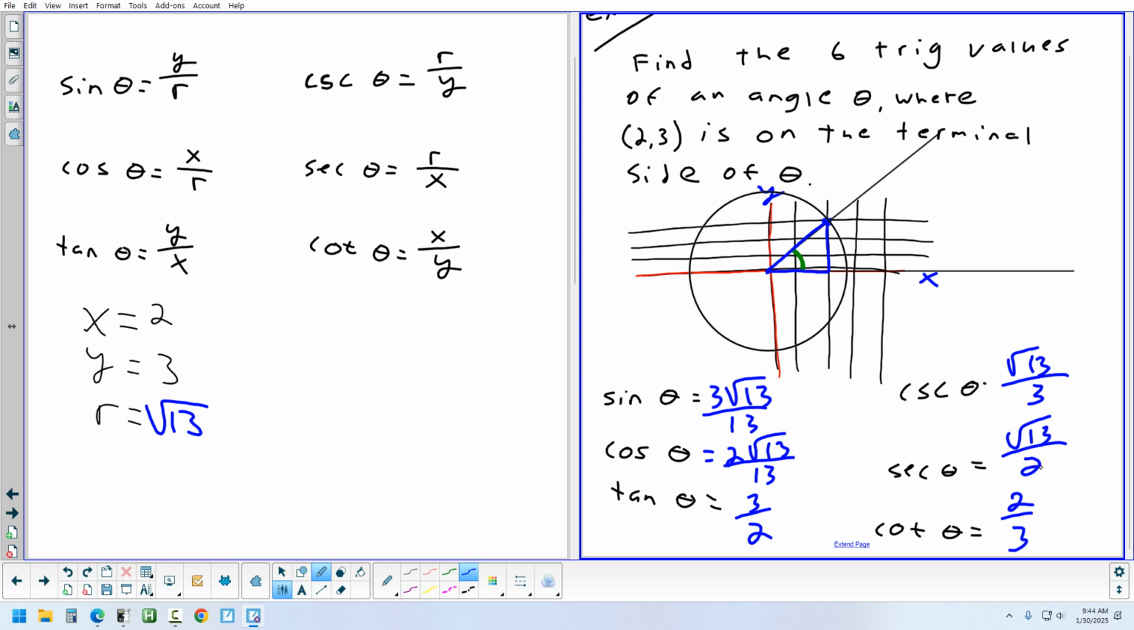So thinking of it that way, we just did basically what we did with unit circle trig, except we didn't do it on a circle of radius 1. We did it on a circle of radius square root 13. But it's still the same idea. Any question on that?